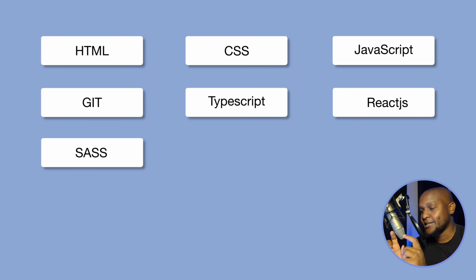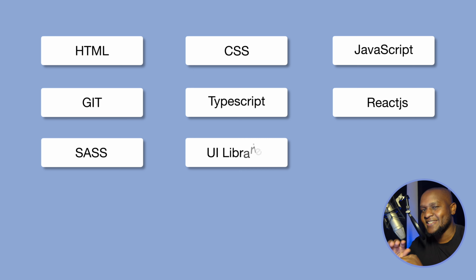And finally, after looking at Sass, the other tool that becomes super important is UI libraries. Think about Tailwind, and these are names that you've heard. Think about Bootstrap. These are UI libraries that make it really easy for you to build user interfaces super fast.